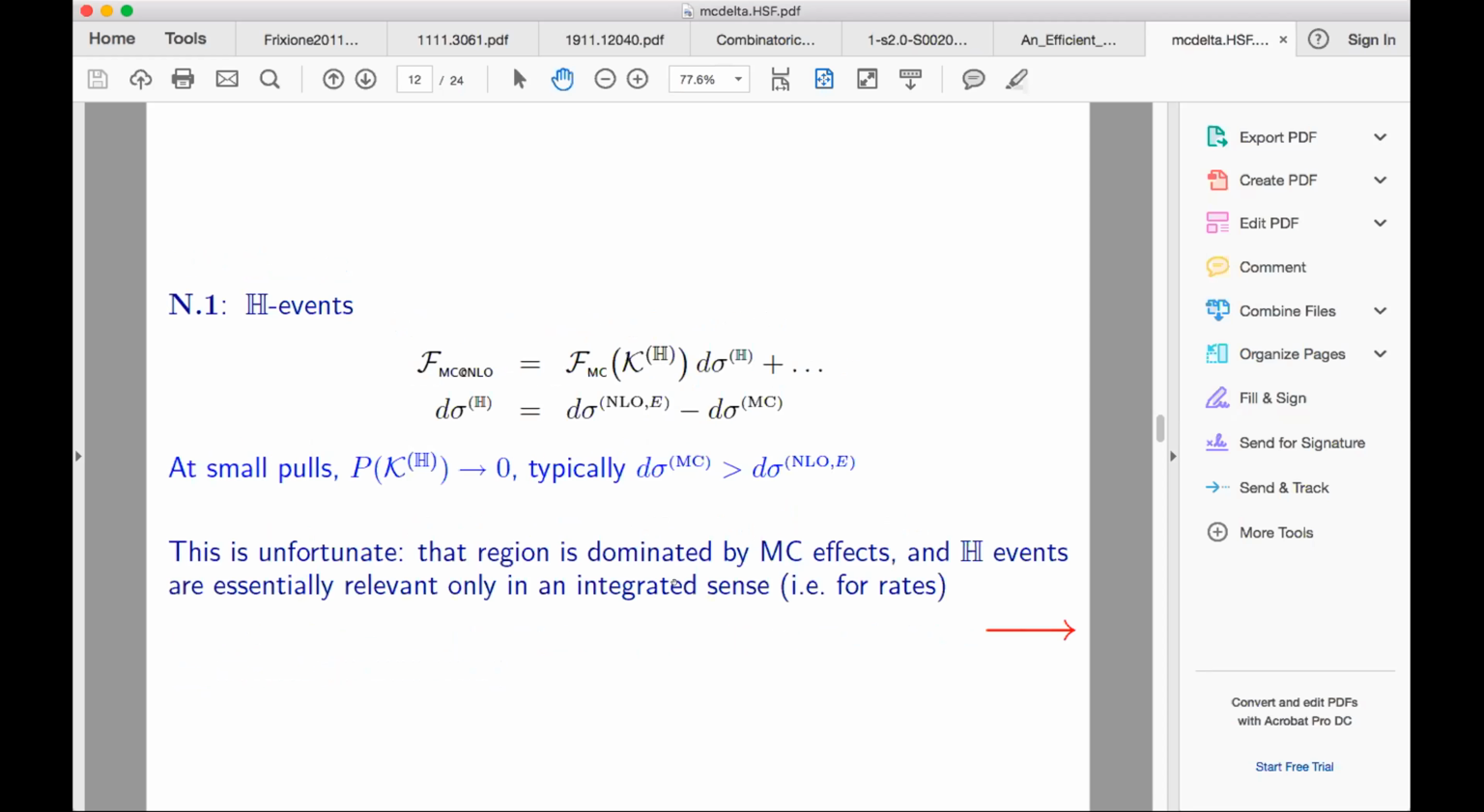H events are a more complicated case, because this is the simple cross-section for H events. As you see, you have negative weights when the Monte Carlo counterterms are larger than the fixed order cross-section. This happens especially when you're close to the region where the Monte Carlo dominates, okay? And this is a pity because in that region the H events are essentially useless except for rates. So you're really wasting your time figuring out what the distribution of those H events is, because that will be compensated by the much larger contribution of S events.